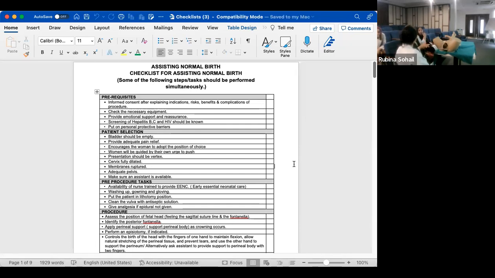So if you have seen people who are trained in UK, they are mostly midwives who are doing those deliveries. So they don't have assistance. So what they do is that they put a hand over the fetal head like this.